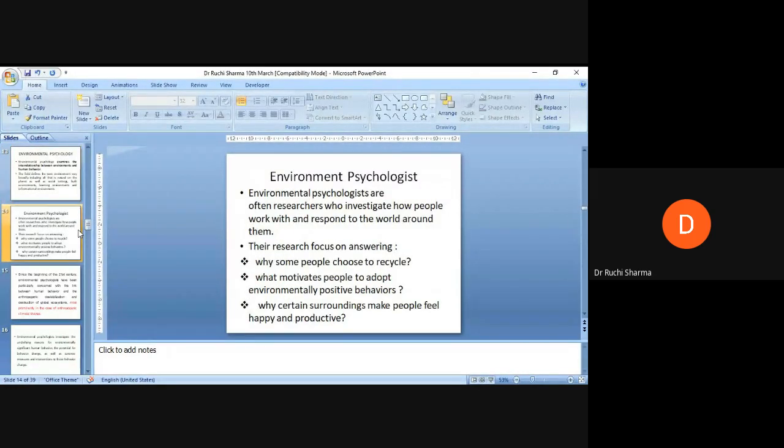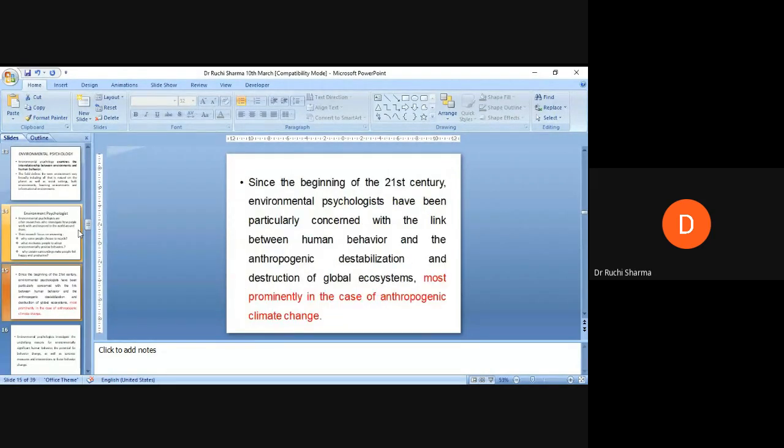So now the question comes, what does an environmental psychologist do? They are mostly researchers, and they focus on answering questions like why some people choose to recycle, what motivates people to adopt environmentally positive behaviors, or why certain surroundings make people feel happy and productive. Since the beginning of the 21st century, environmental psychologists have been particularly concerned with understanding the relationship between human behavior and the anthropogenic destabilization and destruction of global ecosystems. Most prominently, they are focused on anthropogenic climate change.